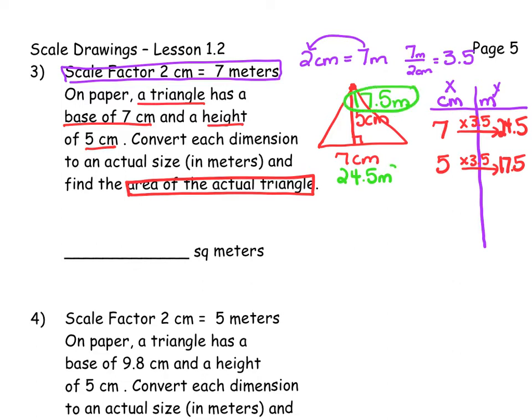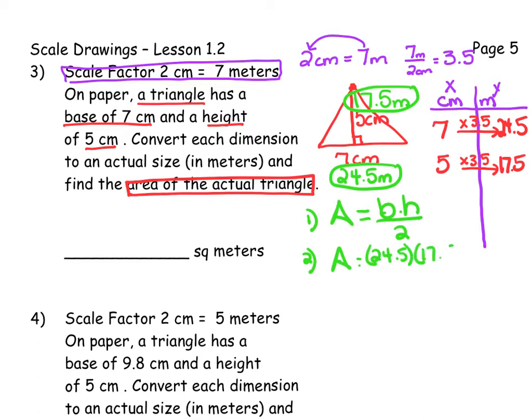We're going to use these dimensions in the area formula for a triangle, which, if you remember back to our formula sheet, for a triangle, it's base times height divided by 2. Area equals 24.5 times 17.5. And once we get that value, we're going to divide by 2.